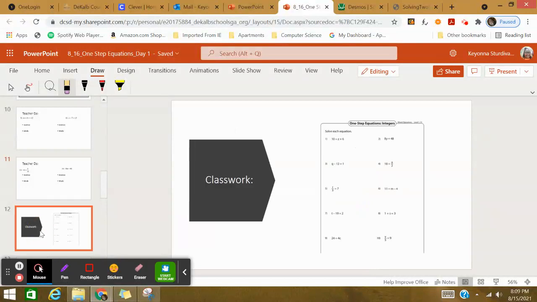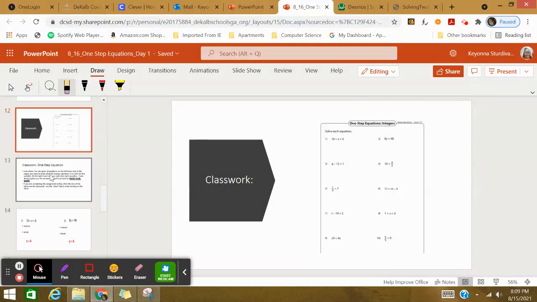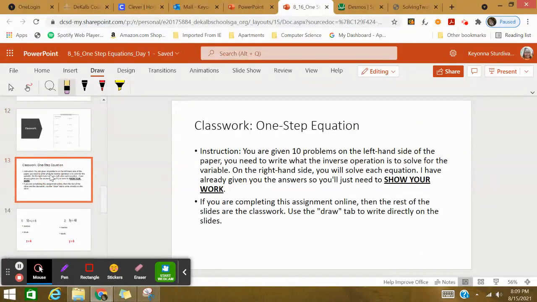All right. So the classwork, you guys are given a one-step equation on integers. It should look like this. And this is just me zooming out on the assignment, but I'm handing this out. And again, if you're doing the work online, we'll be able to complete it on these slides coming up.